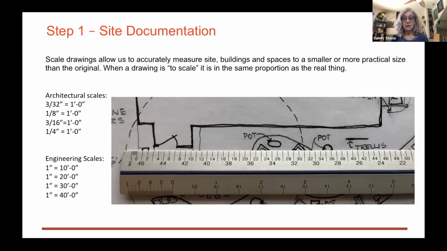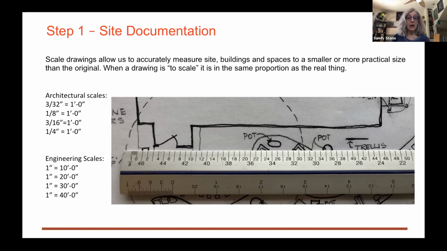So this is an architectural scale. This allows you to actually use the measurements that you take on site and put them on a piece of paper that's manageable to be used. So when a drawing is to scale, it is in the same proportion as the real thing. This shows a 1/8 inch scale. So every 1/8 of an inch on this ruler equals 1 foot.